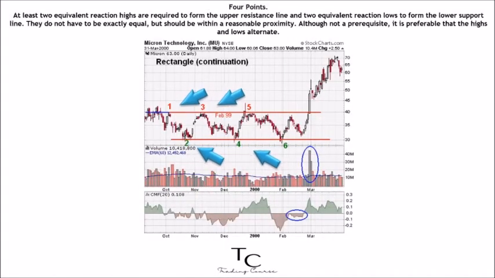4 points. At least 2 equivalent reaction highs are required to form the upper resistance line and 2 equivalent reaction lows to form the lower support line. They do not have to be exactly equal, but should be within a reasonable proximity. Although not a prerequisite, it is preferable that the highs and lows alternate.